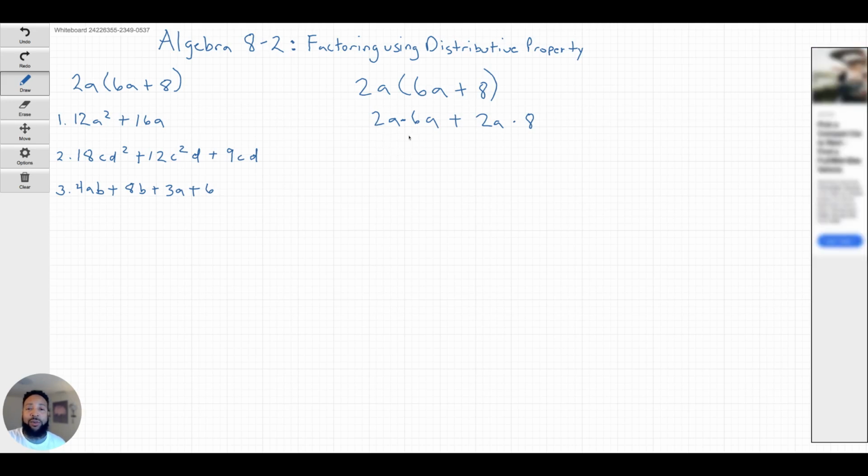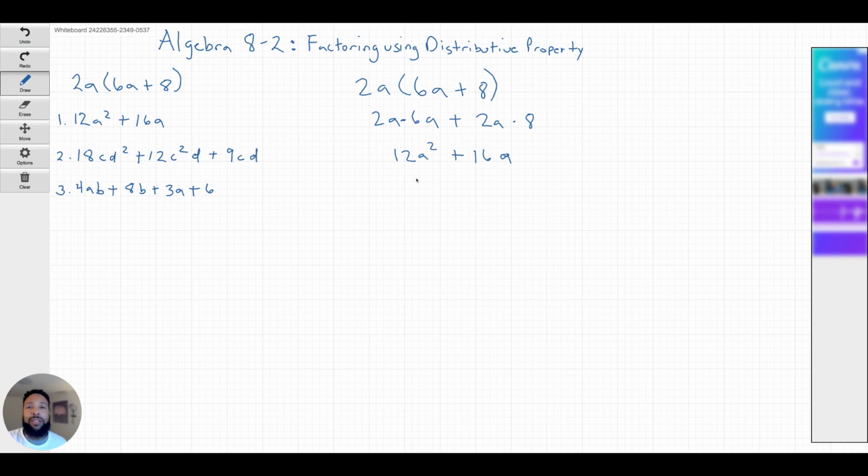So this answer is 2 times 6 is 12, a times a is a squared, and then we have plus 2 times 8 is 16a. So I've distributed this 2a in order to get my answer, which is 12a squared plus 16a. So now the inverse, which is what we're going to talk about today, factoring, is when I look at this answer, what can I pull out to show what is a common factor?